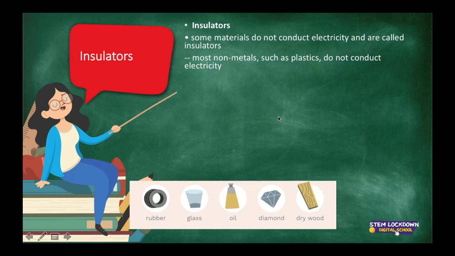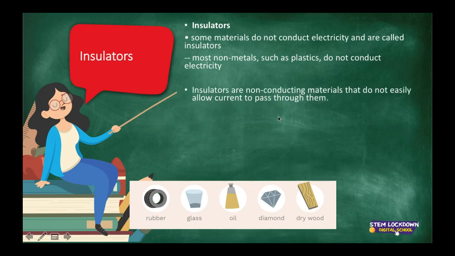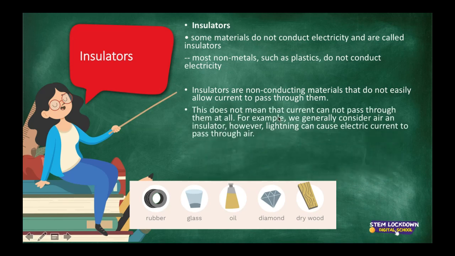Most non-metals, such as plastics, do not conduct electricity. So all the non-metals, they don't conduct electricity. Insulators are non-conducting materials that do not easily allow current to pass through them. This does not mean that current cannot pass through them at all. For example, we generally consider air an insulator.